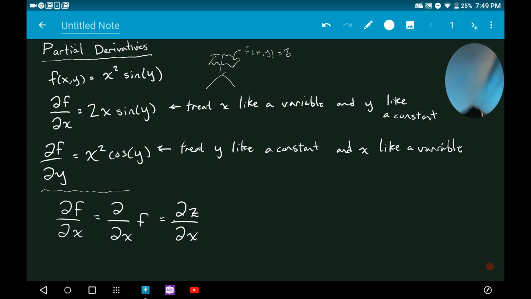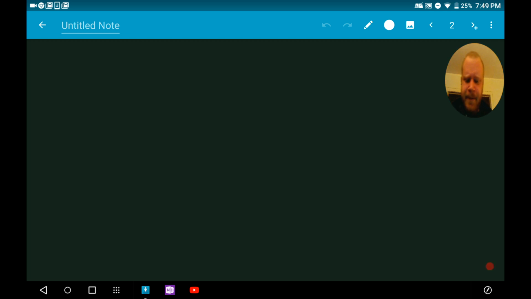Let's look at a couple more just to get some practice. So let's say that g of x and y is equal to e to the x sine of y plus e to the y cosine of x.